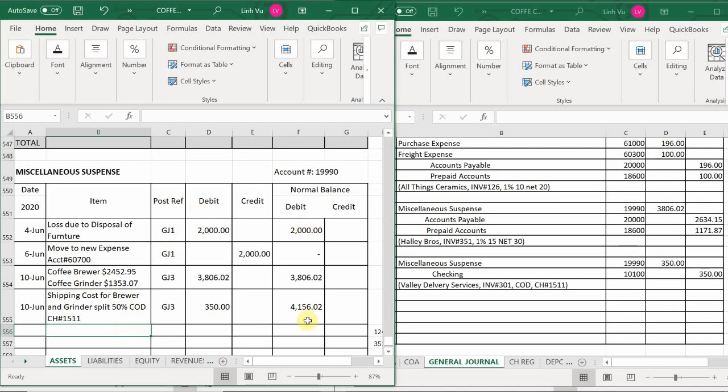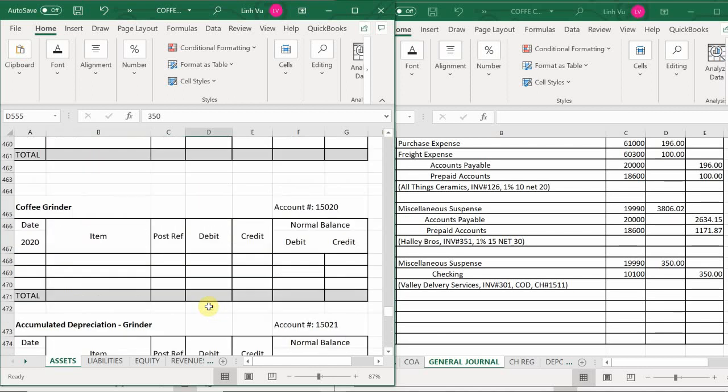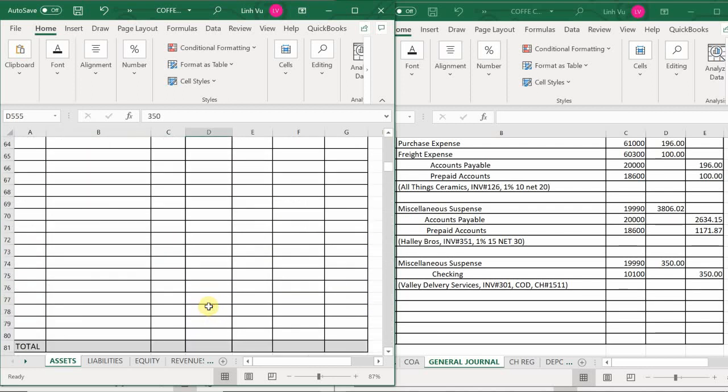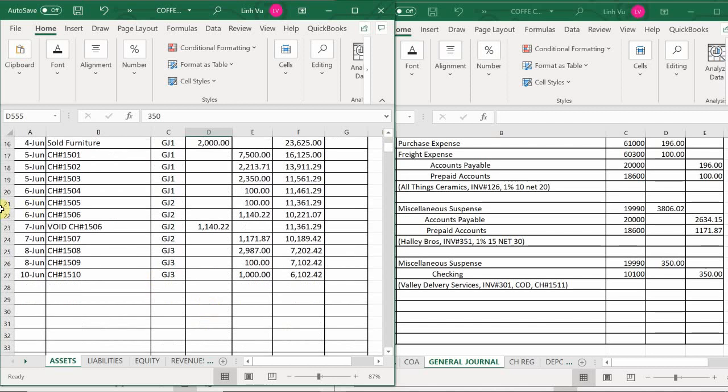So now that we've updated our account and increased the miscellaneous expense by $350, we need to go up to our checking account, because we wrote a check, which is going to decrease our total value in our bank account. So we wrote check 1511, general journal number 3, which allows us to say we spent $350 more. That gives me my grand total for my bank account of $5,752.42.